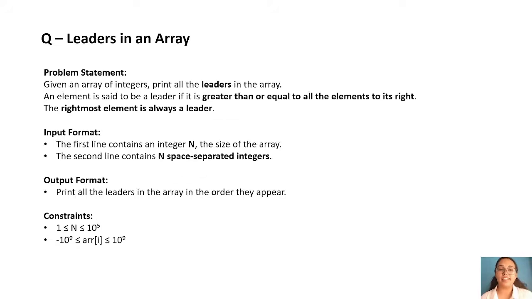An element is said to be a leader if it is greater than or equal to the elements to its right. So any element that is greater than or equal to the elements to its right is said to be a leader in an array. The rightmost element will always be a leader.